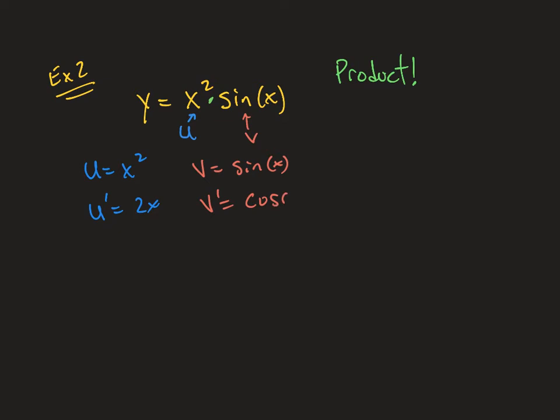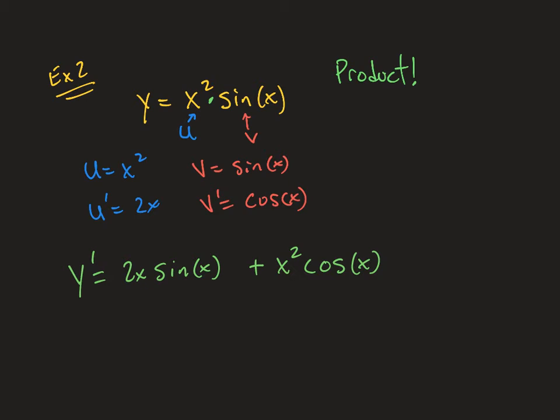And now to finish this problem off, we simply write out the product rule, which for us is v times u prime plus u times v prime. So my derivative is going to be v, sine of x, times u prime, 2x, and I usually write that like this, 2x sine of x. Then there's a big plus sign in that product rule formula. And then it's going to be u times v prime. So that's x squared cosine of x.